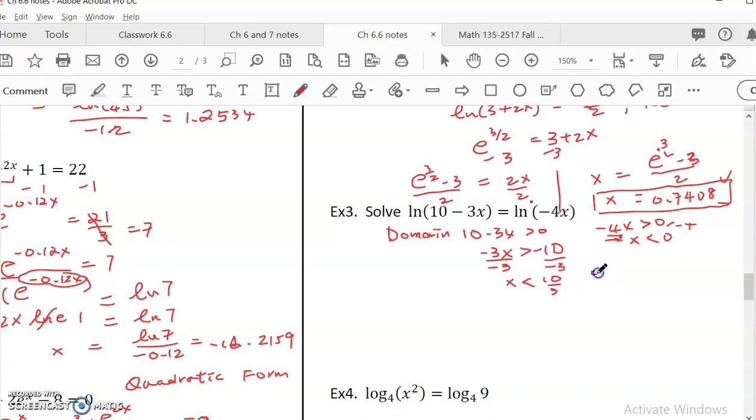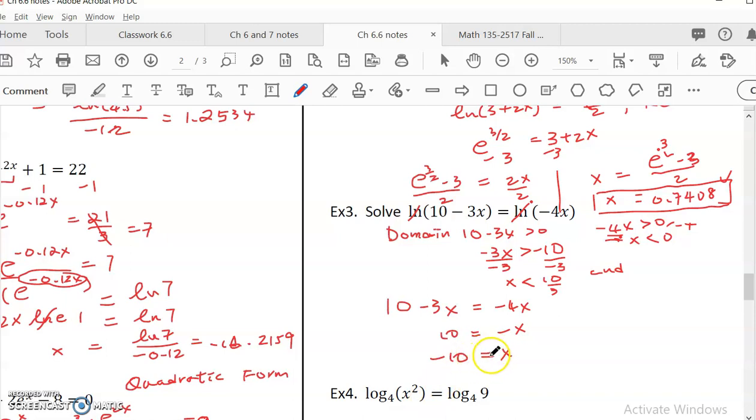So this is an and. At the same time, x has to be less than 0 and less than 10 over 3. Which one is stricter? Less than 0 is stricter, so x has to be less than 0. But now our equation is what? ln I can cancel now. 10 minus 3x equal to negative 4x. Add 3x on both sides. Negative x is equal to 10. x is equal to negative 10.